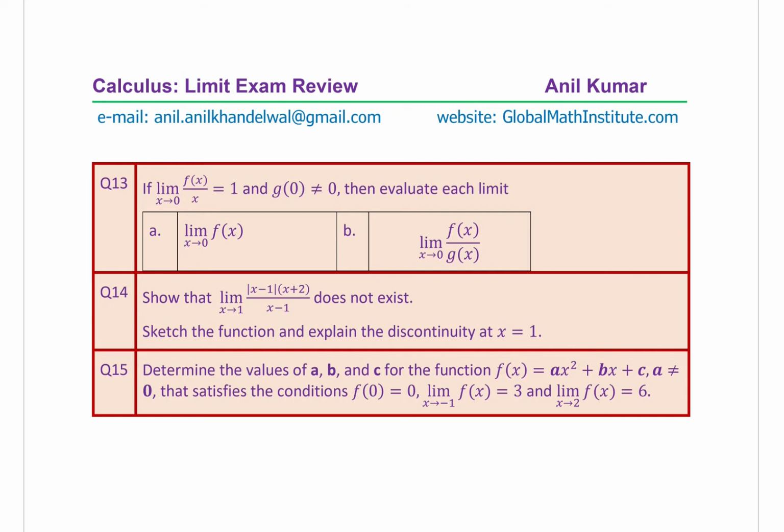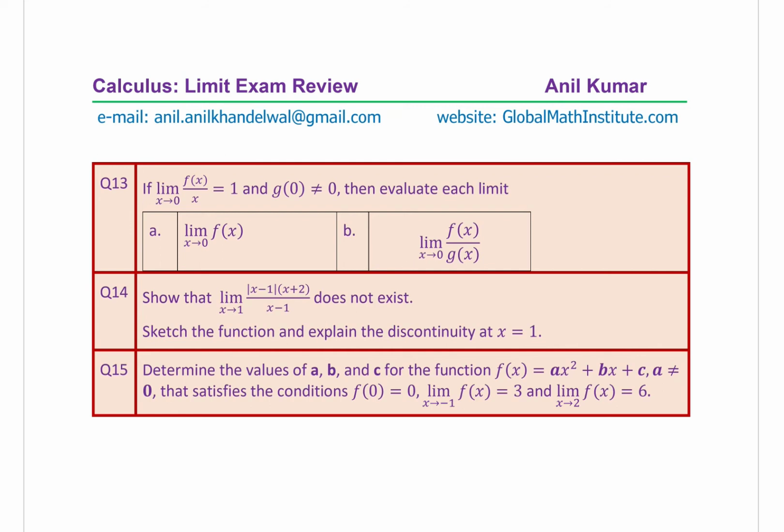Show that the limit of absolute value of x minus 1 times x plus 2 divided by x minus 1 when x approaches 1 does not exist. Sketch the graph and explain the discontinuity at x equals 1.